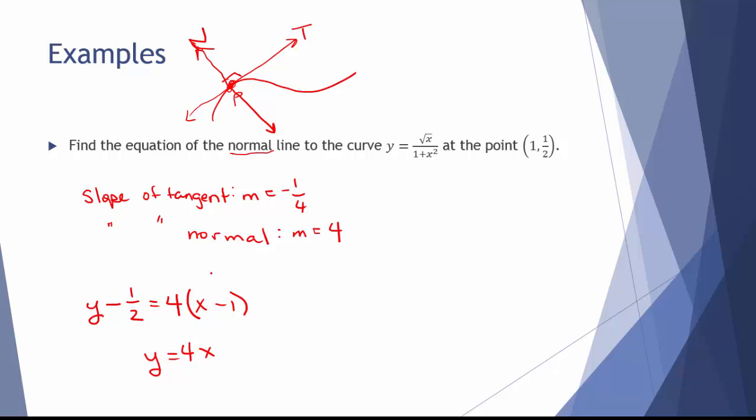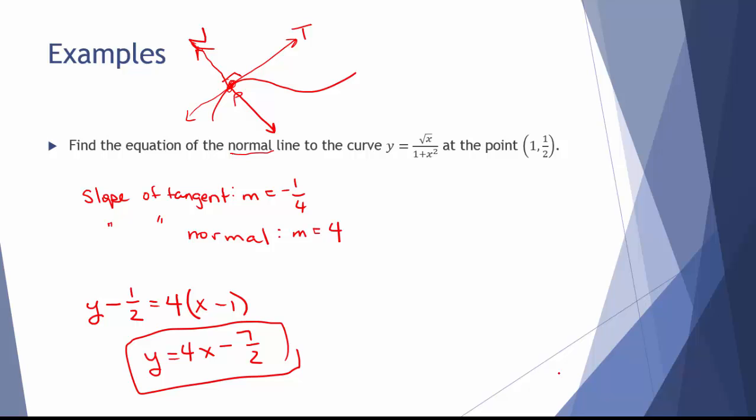We'll have minus 4 plus 1/2 for negative 7/2. That's the equation of the normal line to the curve at the point (1, 1/2). So I threw this one in here because A, it's going to show up in your homework, and B, you will be discussing normal lines in your physics and engineering classes as well.